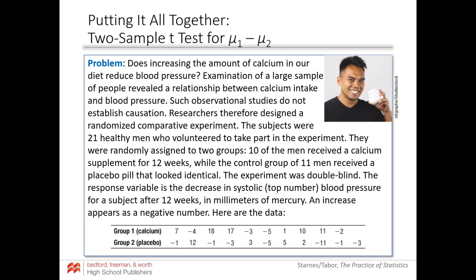The experiment was double-blind. Remember, double-blind means that the people being studied and the people conducting the experiment or studying the results don't know who has who. So the participants didn't know whether they were taking calcium or the placebo, and the people who were recording their results also didn't know whether they had taken calcium or placebo. The response variable is the decrease in systolic blood pressure for a subject after 12 weeks in millimeters of mercury. An increase appears as a negative number, so here's the data. So we have our information there.